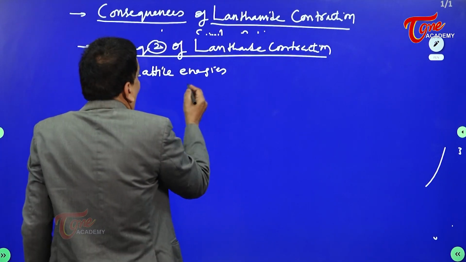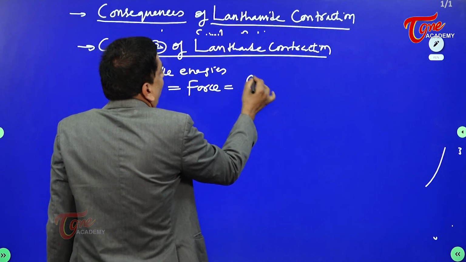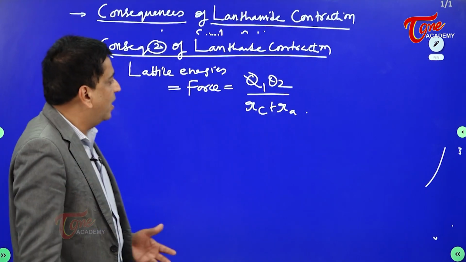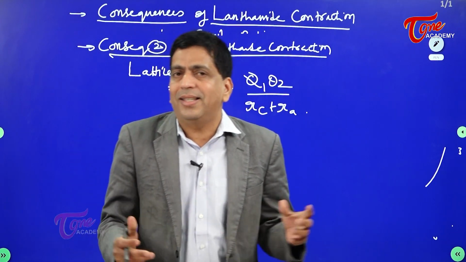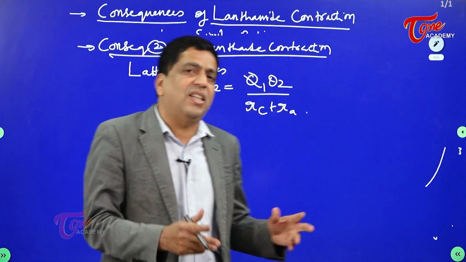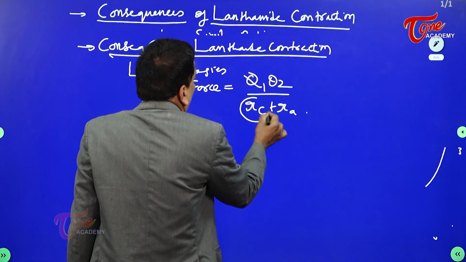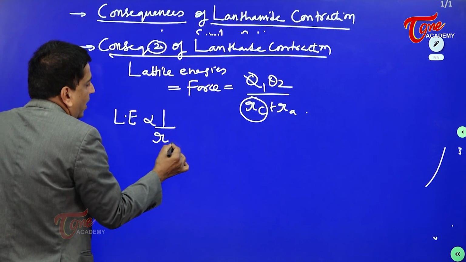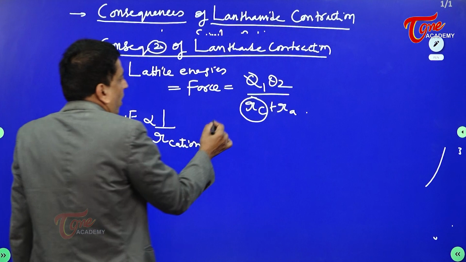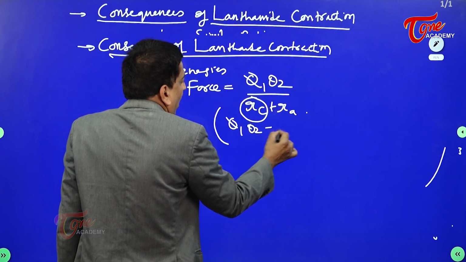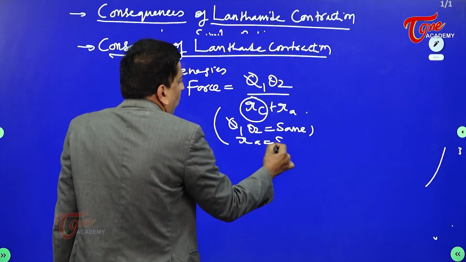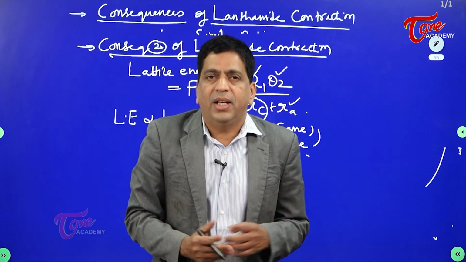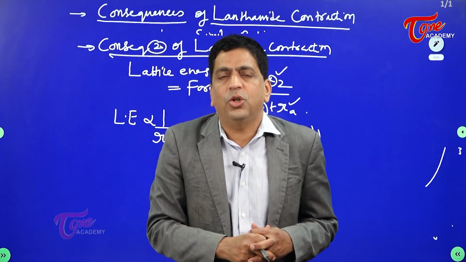If that is the case, then lattice energy is nothing but average force. Then you have Q1 Q2 by RC plus RA. That is nothing but the average force of attraction. Right? If this is the case, then since we are speaking of lanthanides, let us focus on cations. So I can simply say lattice energy is inversely related to the radius of the cation, provided Q1, Q2 are the same and RA is also what? Same. If this is same, this is same, this is same, then if there is a situation where you have to judge on the basis of cations.